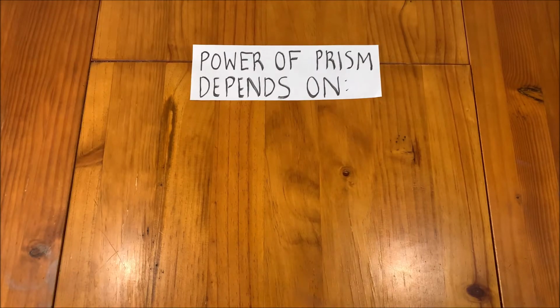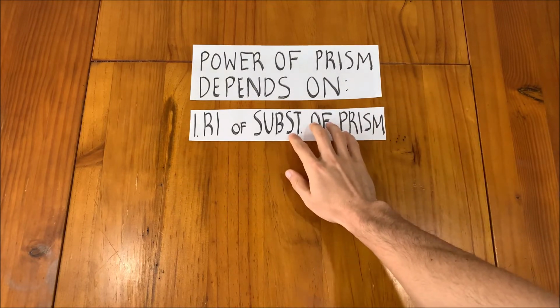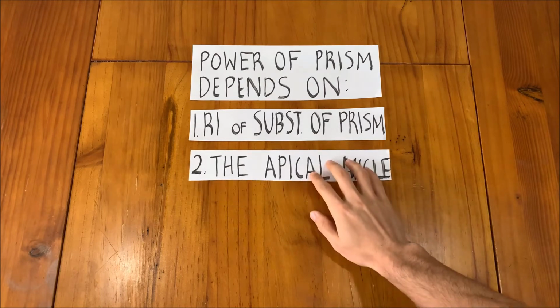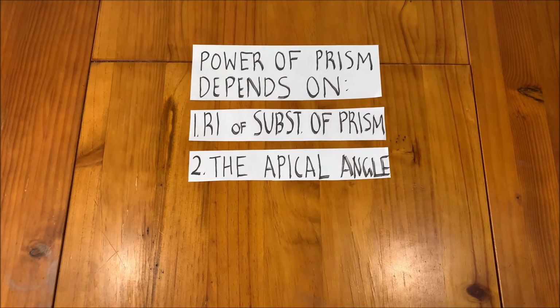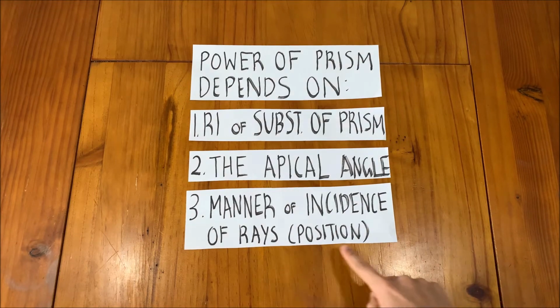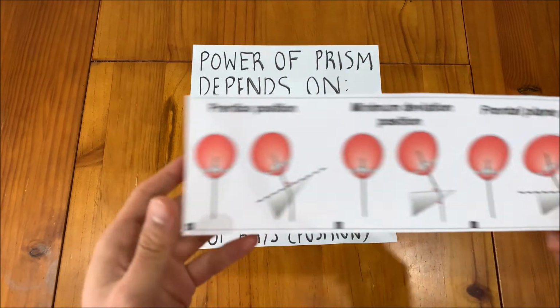The power of a prism depends on, number 1, the refractive index of the substance of the prism, number 2, the apical angle, and number 3, the manner of incidence of rays, i.e. the position. This is why we have standard positions for holding prisms.